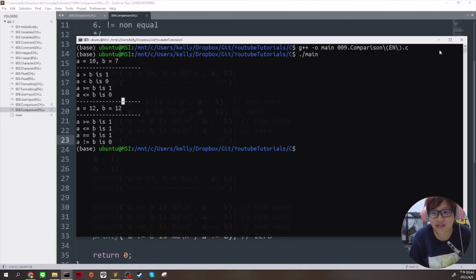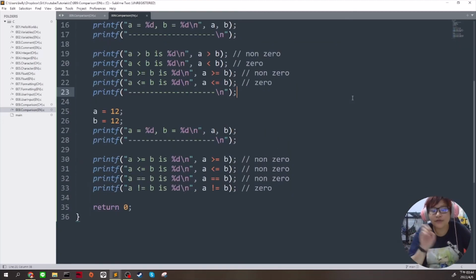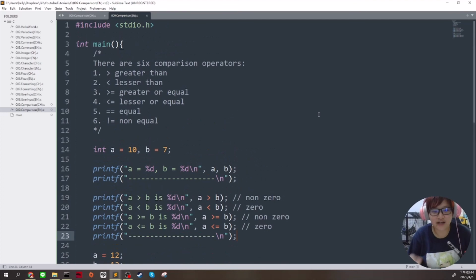In the next video, I will talk about how to combine the results of comparisons, how to combine two or three or any number you like, the results of comparisons or other things. We will talk about the logical operators in the next video.